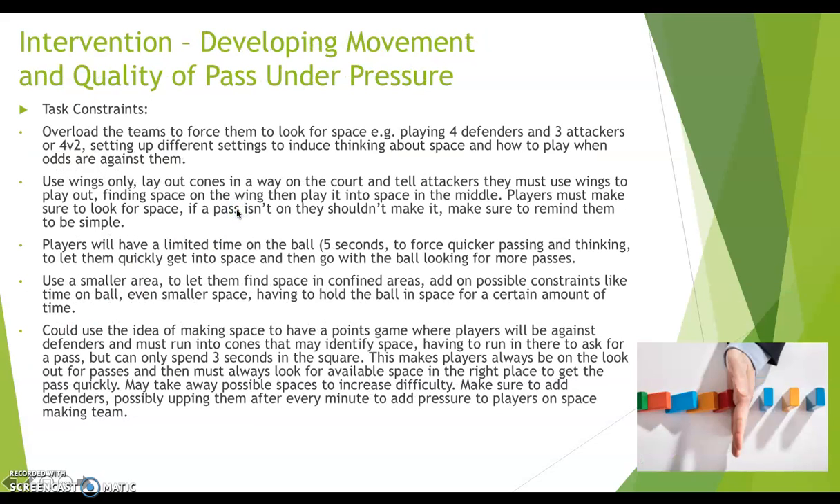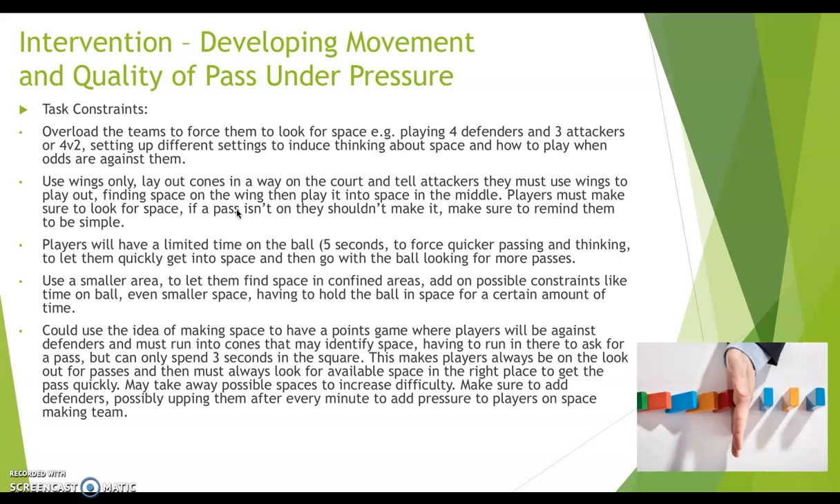The intervention I came up with was that teams could overload, with four defenders on 3 attackers, or 4v2, to induce thinking about space and how to play when the odds are against them. They could use the wings only, laying out cones and telling the attackers they must use the wings and play the ball from 8-6 or 8-4 again, and use the space. If the pass isn't on, they shouldn't make it, and should make space for a better pass. Players will have a limited time on the ball, so 5 seconds, to force quicker thinking and movement and space, always wanting the ball.